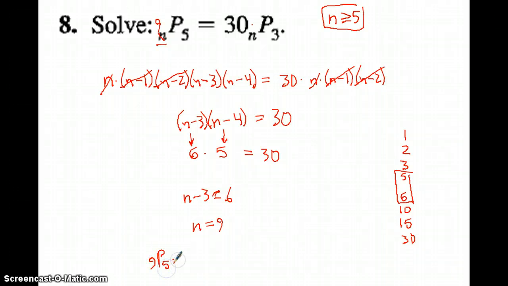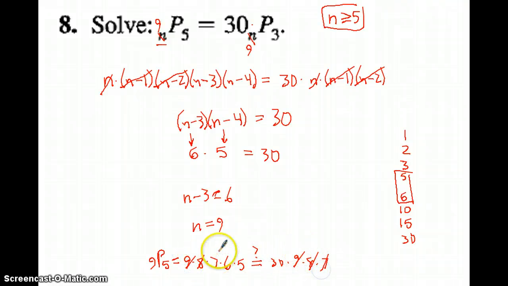9P5, that would be 9 times 8 times 7 times 6 times 5. Does that really equal 30 times, and then it would be 9P3, 9 times 8 times 7? And just as before, just as the way we solve this, you can cancel all that stuff. You can cancel the 9, you can cancel the 8s, you can cancel the 7s, and yes, it does turn out that 6 times 5 equals 30. So yes, we should be starting with 9 in those cases.